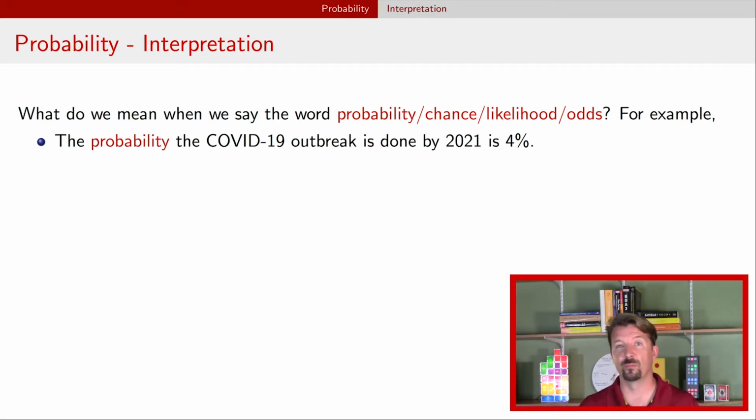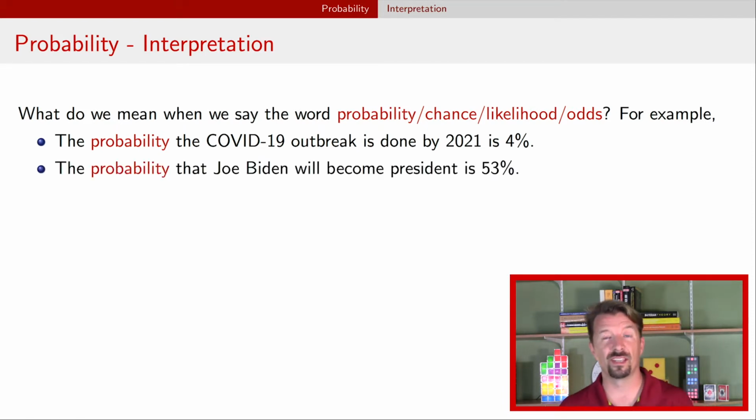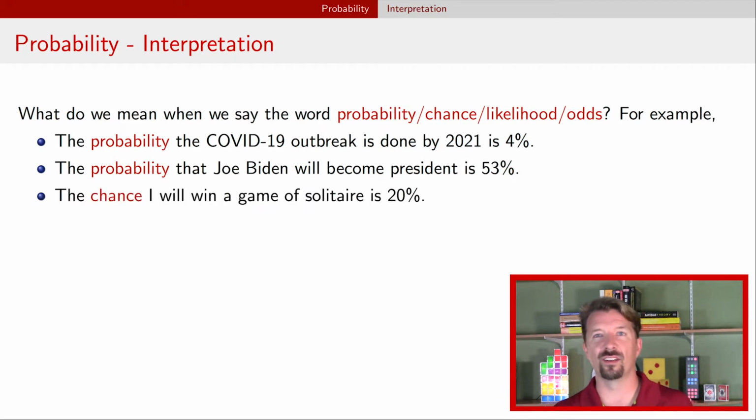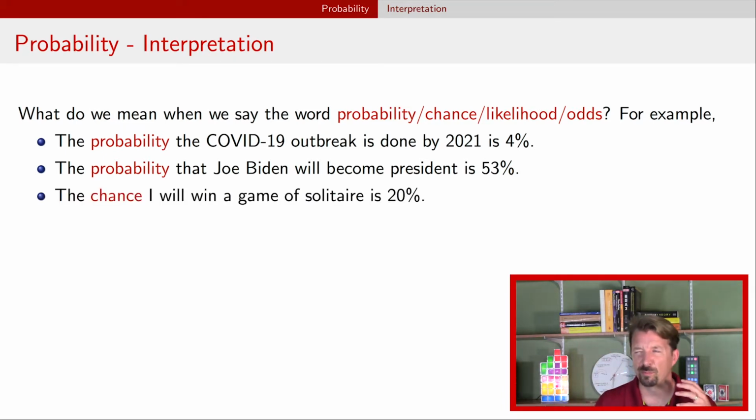Here's another example. We are in the middle of a political election. So what if somebody said the probability that Joe Biden will win the presidency is 53%? What does that mean? Finally, here I'm going to use a synonym. Suppose I say the chance I win a particular game of solitaire, pick your favorite, is 20%. What do I mean by that?